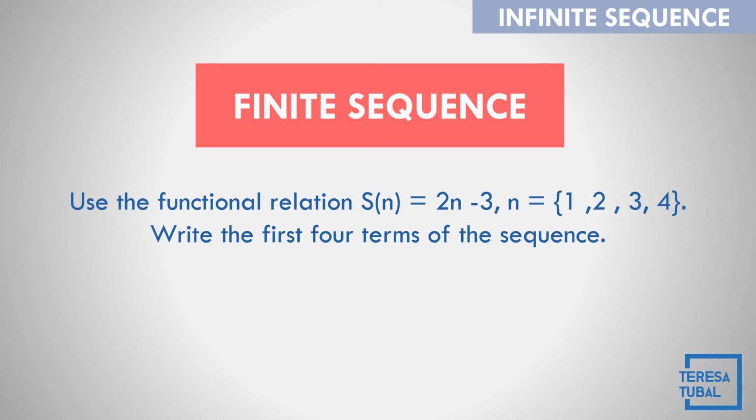Use the functional relation S of n is equal to 2n minus 3. N is equal to 1, 2, 3, and 4. Let us write the first four terms of the sequence. What is the given? S of n is equal to 2n minus 3. And we need to replace the value of n by 1, 2, 3, and 4.